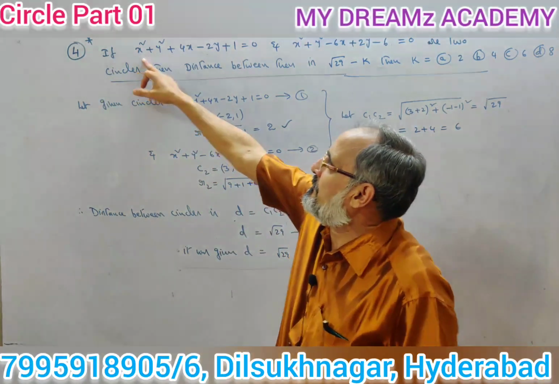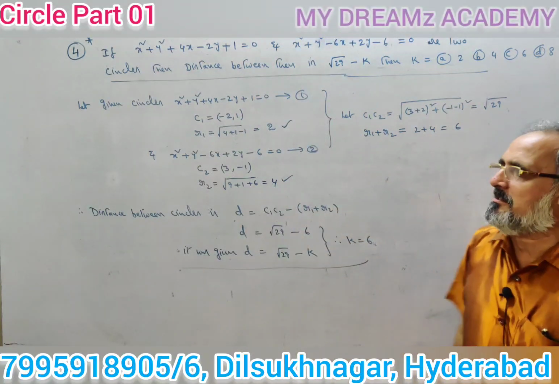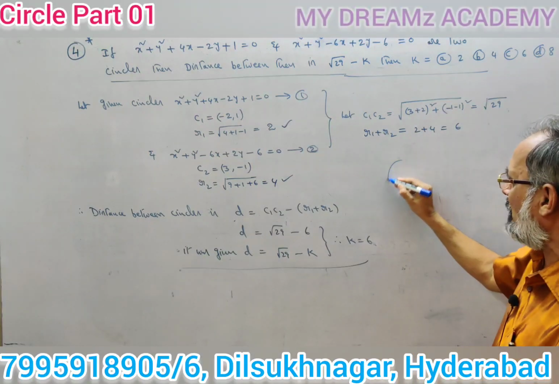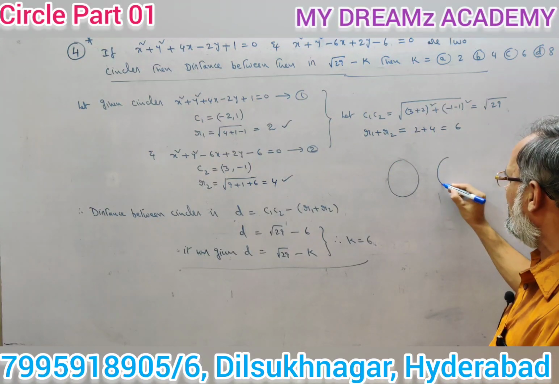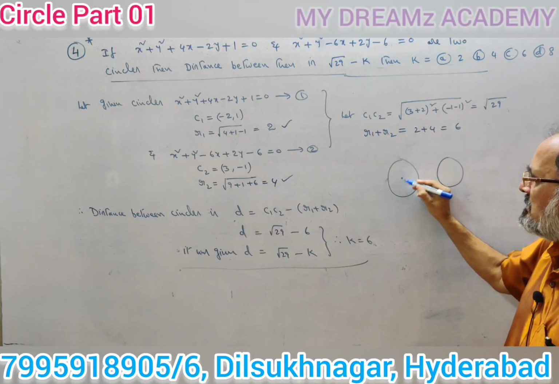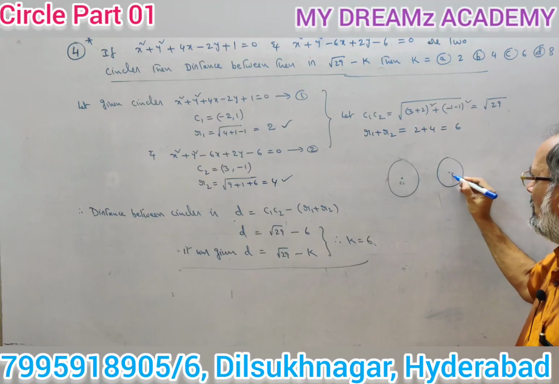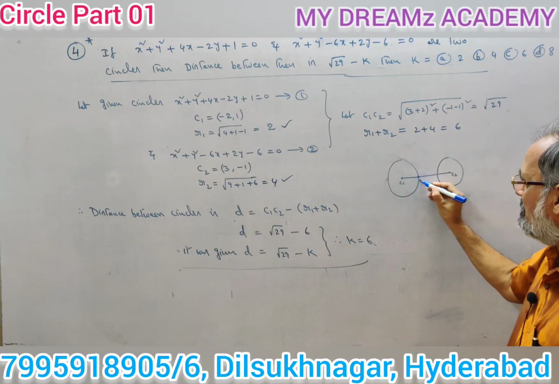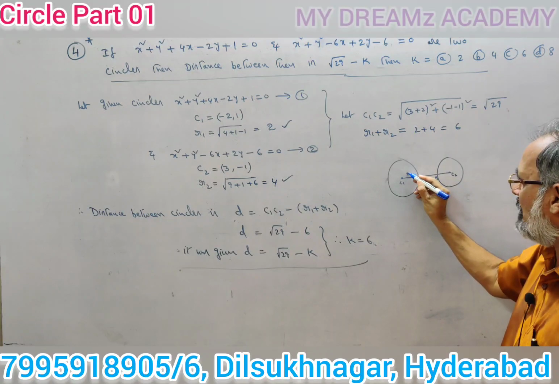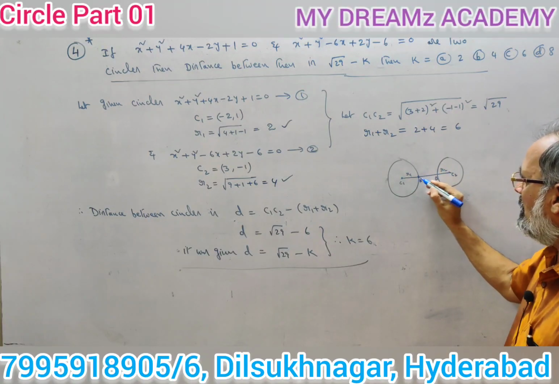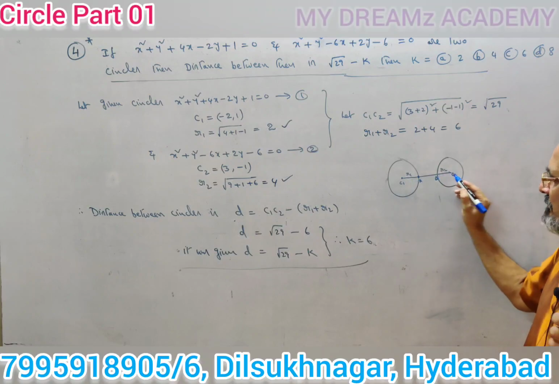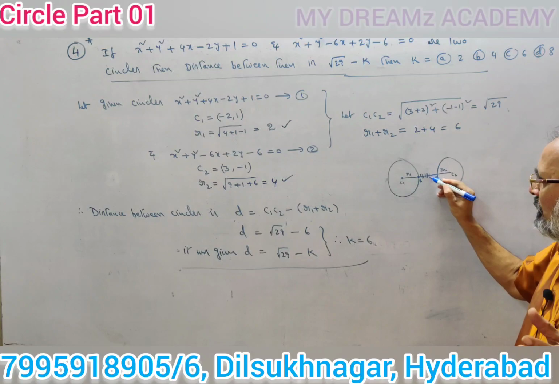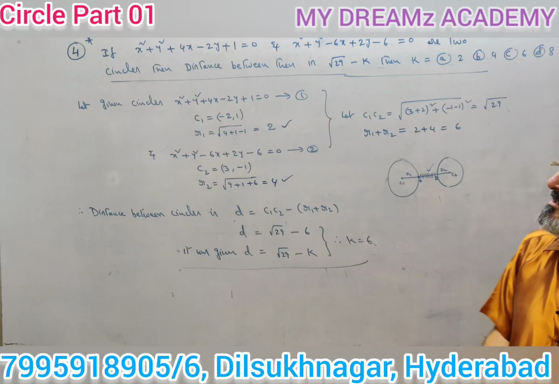The fourth is, if 2 circles are given, how to find the distance between those 2 circles? That is the question. So just what I am explaining is the concept. This is circle 1, this is circle 2, whose centers are denoted C1 and C2. You measure the distance between the centers, which are A and B. This is R1 and R2. If you measure the distance from C1 to C2 and subtract R1 plus R2, then we get this part, the shortest distance.